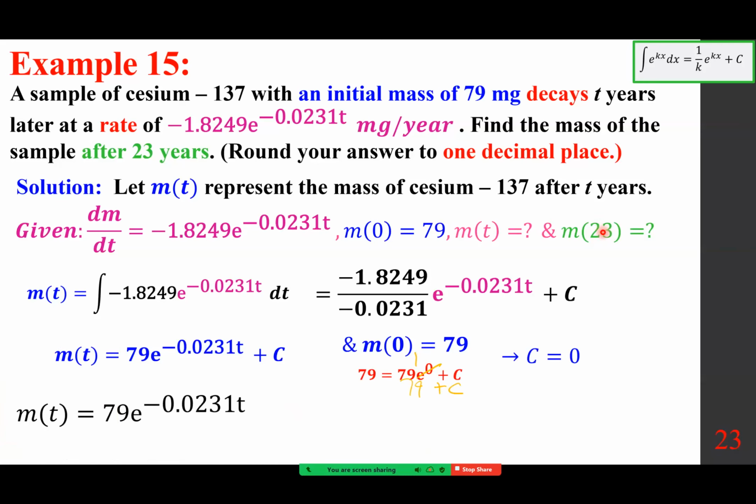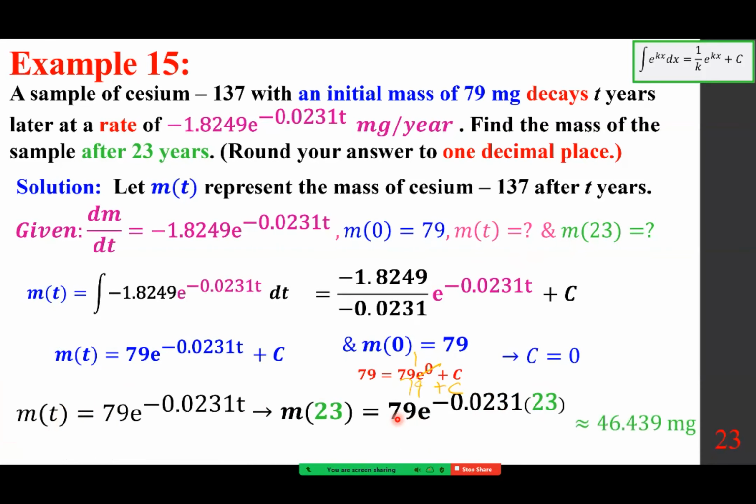Now, M of 23, replace the t with 23. 79 e to the power of negative 0.0231 times 23. You multiply these two, you raise e to that power, you multiply it by 79, you put it into a calculator. How many decimals? 1. So this is the one that you need.